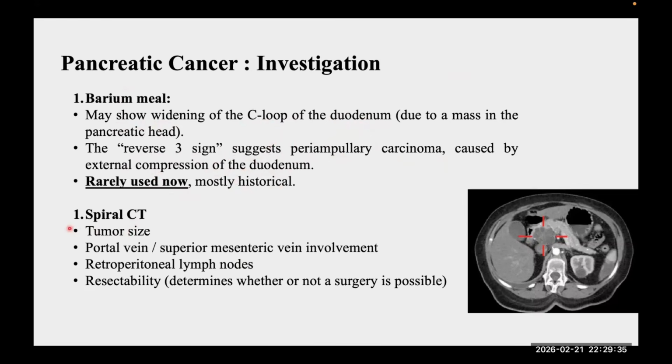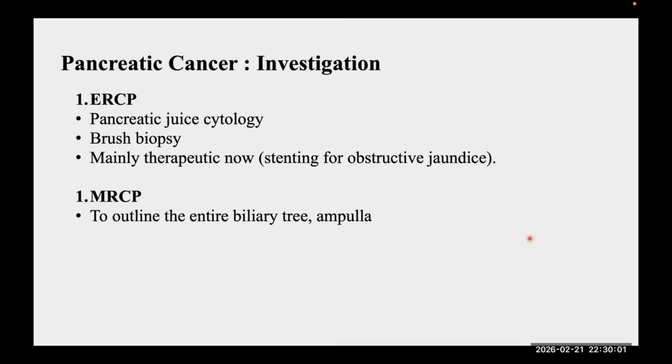What matters to us is a spiral CT. This is the most important. It tells you the size. It tells you if there is any venous involvement. It shows you the retroperitoneal lymph nodes to see if they're involved as well. And it determines the resectability, meaning if we can resect the tumor, if we can perform a surgery and remove this tumor or not. And this is a CT scan showing you pancreatic cancer. This is just to remind you that CTs are very important in the case of pancreatic cancer.